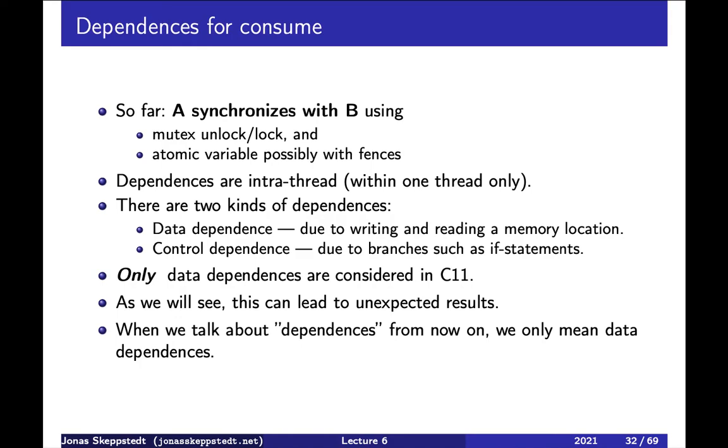But actually, for this course, we can ignore control dependence, because in the C standard, it's only data dependencies that are considered related to avoiding data races. And as a matter of fact, we will see that this can lead to unexpected results. Okay, but let's look at dependencies now, and data dependencies and dependency ordered.